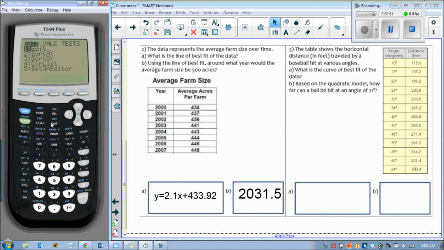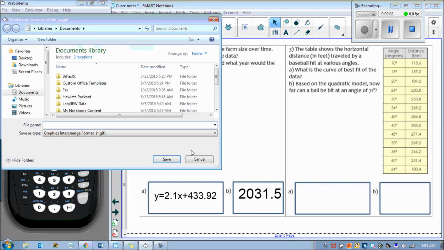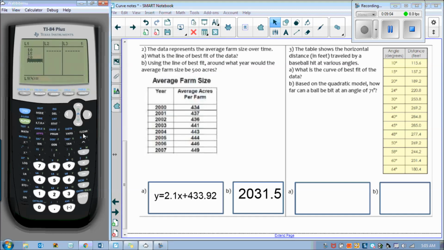So I'm going to type in my two lists. I'm going to clear out list 2 and list 1 first. Make sure you type these in carefully. This can mess up your entire curve of best fit just by typing in one number incorrectly. So I got my x values.